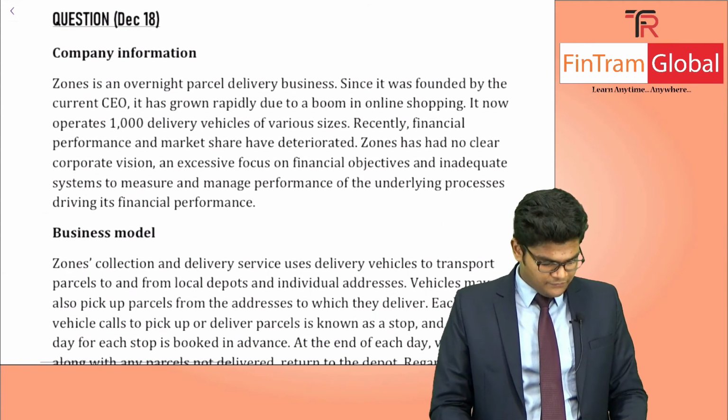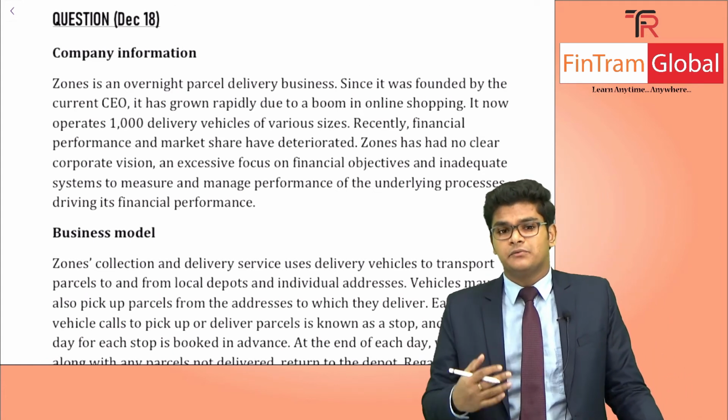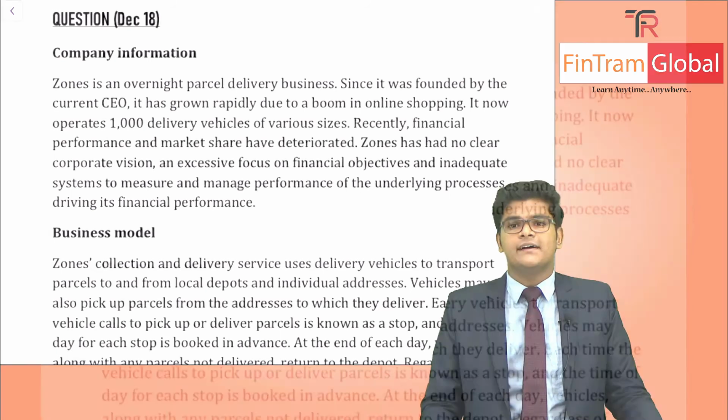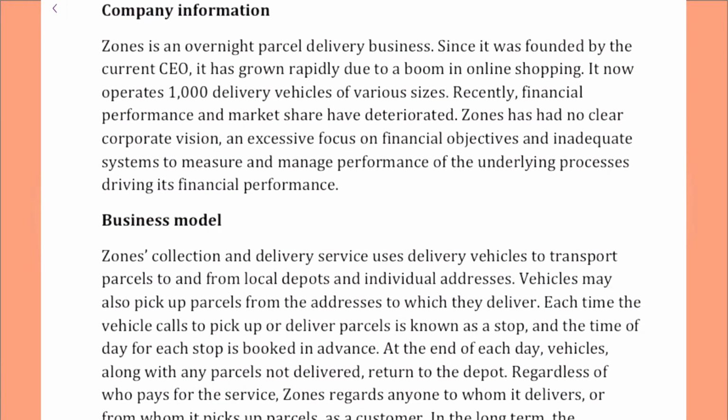We have the company information and business model given as well, isn't it? So this is basically a question from the December 2018 session, okay folks. So let's take a look at the scenario here. Zones is an overnight parcel delivery business. Since it was founded by the current CEO, it has grown rapidly due to a boom in online shopping. It now operates 1,000 delivery vehicles of various sizes. Recently, financial performance and market share have deteriorated.